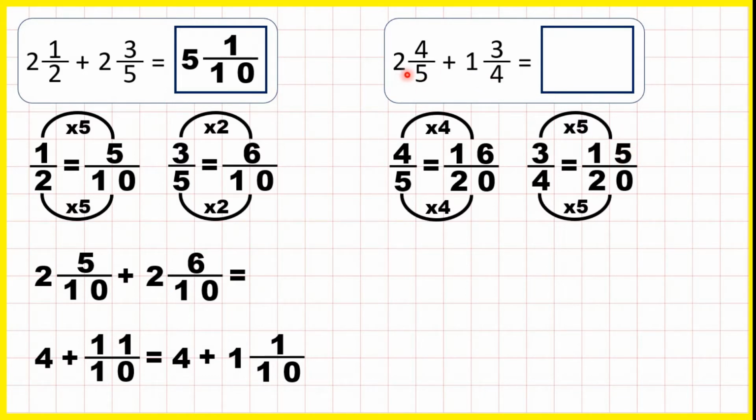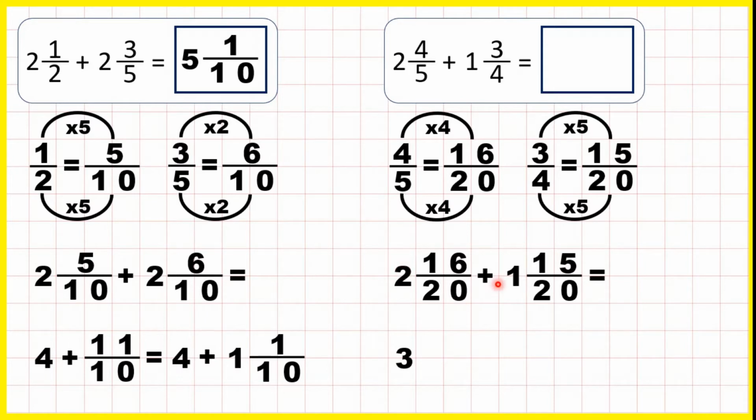So instead of 2 and 4/5, we can write 2 and 16/20, and instead of adding 1 and 3/4, we can add 1 and 15/20. Now 2 plus 1 is 3, and 16 plus 15 is 31.